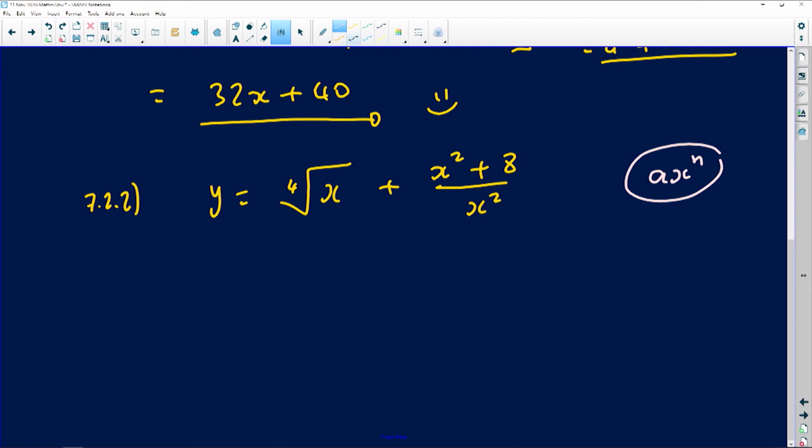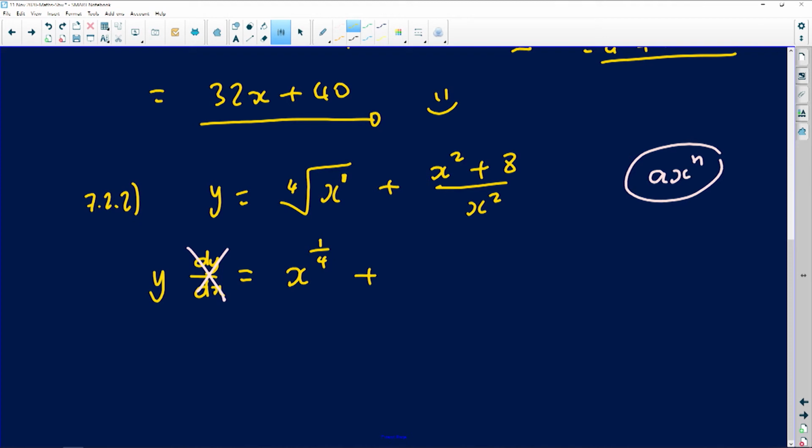Now the first one is in surd form. We just need to convert it to exponential form. Please don't put dy over dx now. We are not yet deriving. This would be a mistake. What are you looking at? You're still looking at y, not dy over dx. Now the fourth root of x is going to be x to the power of whatever the exponent you have inside over whatever the root value you've got outside. So it's 1 divided by 4.